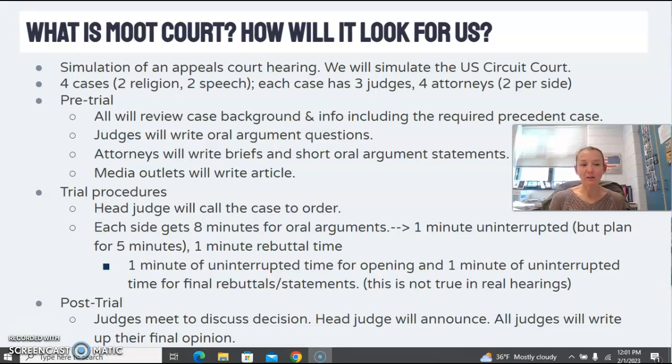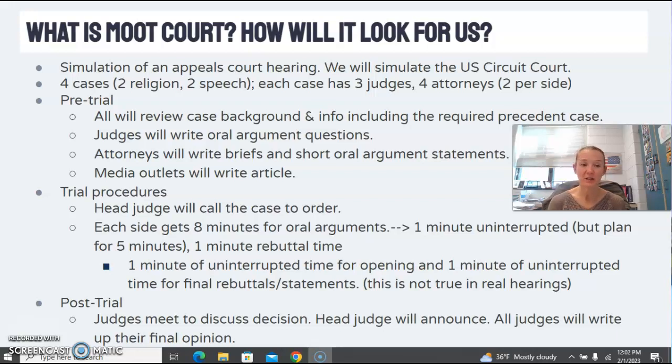However, after each trial is over, at some point, the judges need to come together. They need to discuss and they need to vote. Majority wins, right? So if you don't get a 3-0, if you get a 2-1, the 2 wins, okay? You're going to discuss the decision. All of you are going to have to write up your final opinion in your packet, right? You have to do your own. However, the head judge will announce the final verdict or the final result and the reasoning behind that.